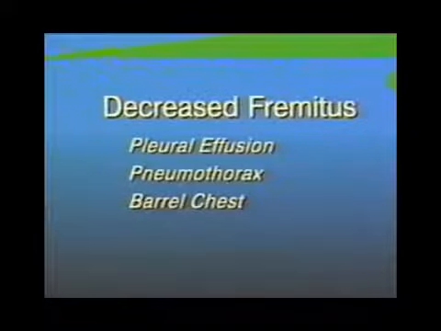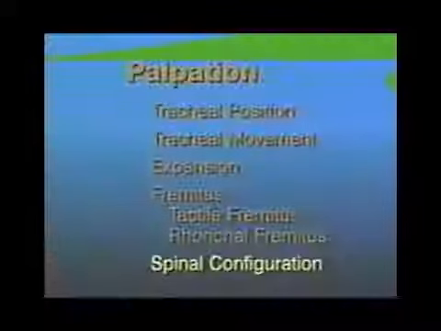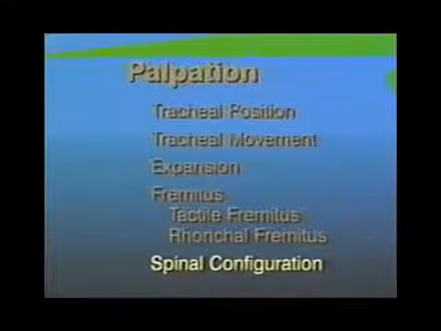Fremitus decreases when the density of lung tissue is reduced, as in barrel chest and lung hyperinflation. Fremitus will be absent if a lung tumor or atelectasis obstructs the bronchi, preventing transmission of vibration. When palpating the posterior chest, avoid the patient's scapular areas, since bone interferes with sound transmission.